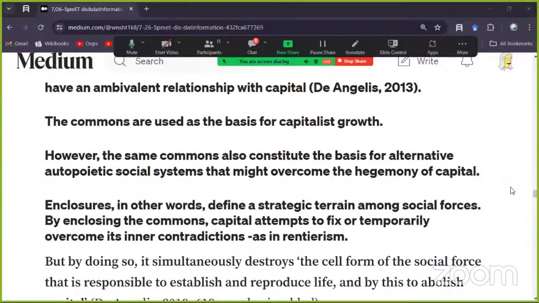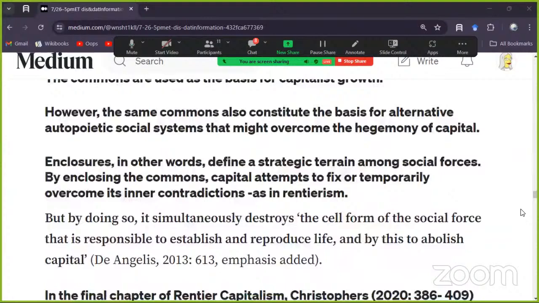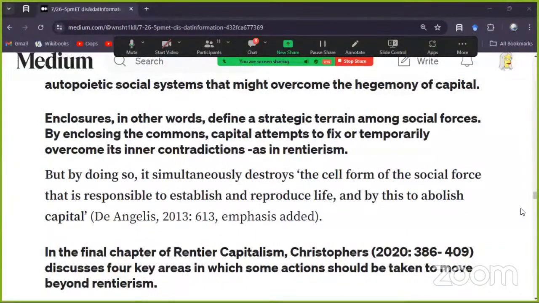Now, that's an interesting problem, and you can actually even say that, for example, Mondragon syndicalism, or socialism of a sort, is that actual kind of autopoietic social system. Enclosures, in other words, define a strategic terrain among social forces. By enclosing the commons, capital attempts to fix or temporarily overcome its internal contradictions. That is rentierism. This is an important concept because there's a constant manufacture of these kinds of things. It's how finance capital operates in many ways, and particularly in the case of land policy.